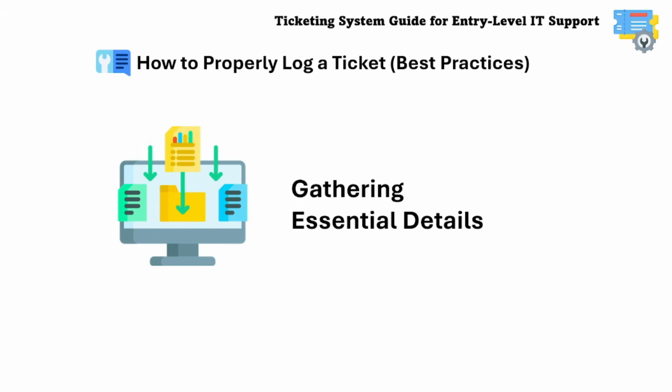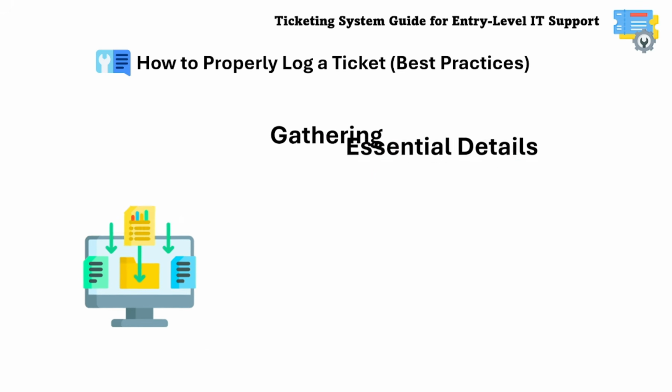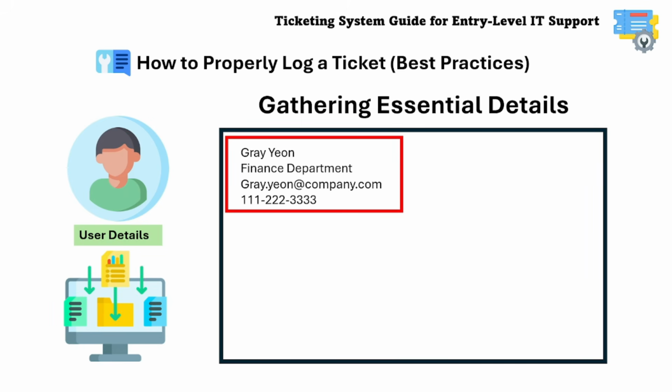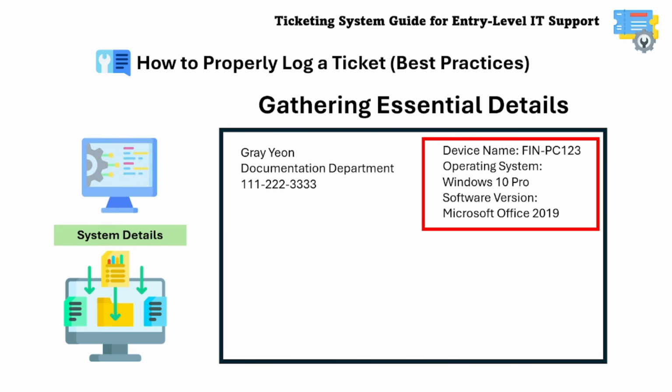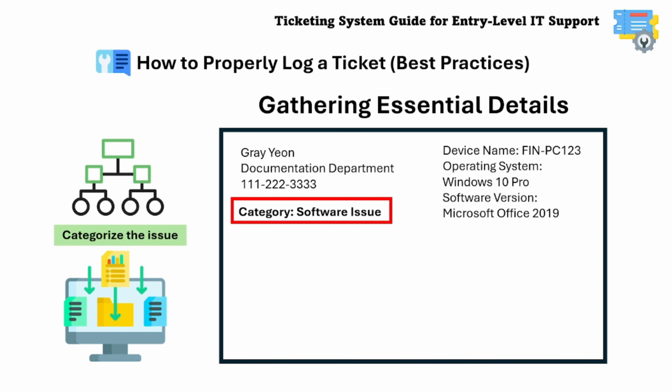As an IT support technician, you need to follow best practices in gathering essential details before troubleshooting. First is to gather requester information like the full name, department, email, and contact number. Next is the system details like device name, operating system, and software version if applicable. Next is to categorize the issue. Different categories could be hardware, software, access request, and more.